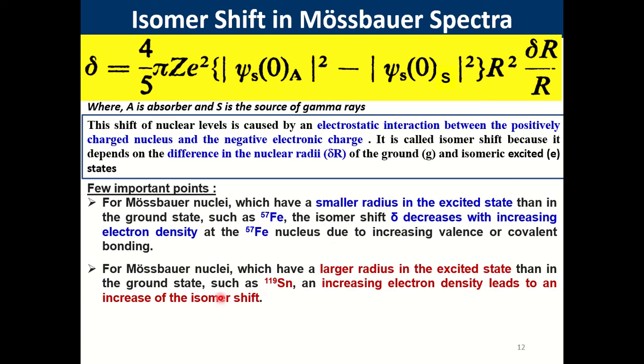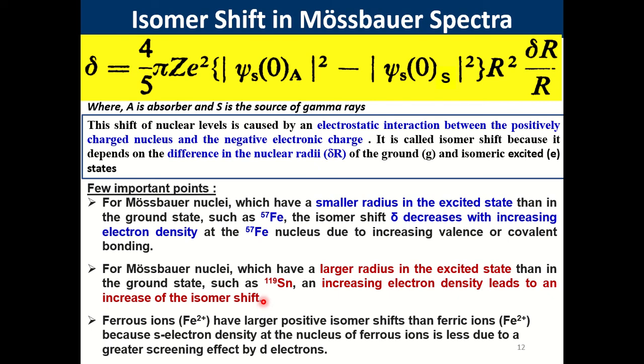There are also cases where the nucleus in the excited state will have a larger radius. Such an example is tin 119. In this case, you can imagine this term becomes positive, so an increase in the electron density in the absorbing species will lead to an overall increase in the isomer shift. That's quite obvious considering the equation.